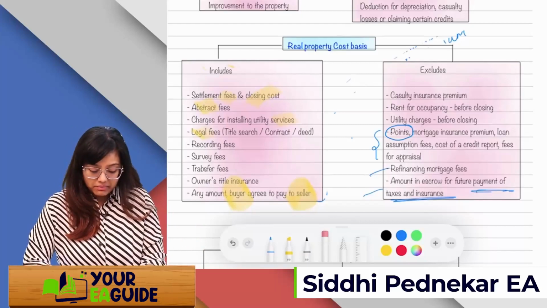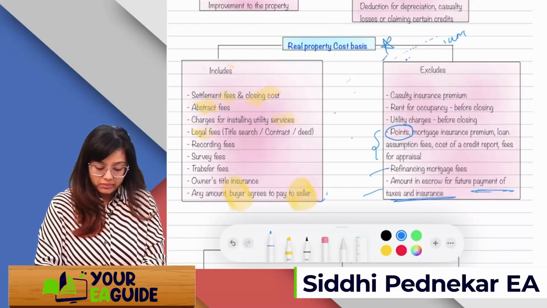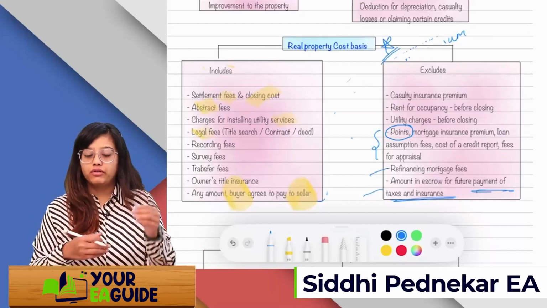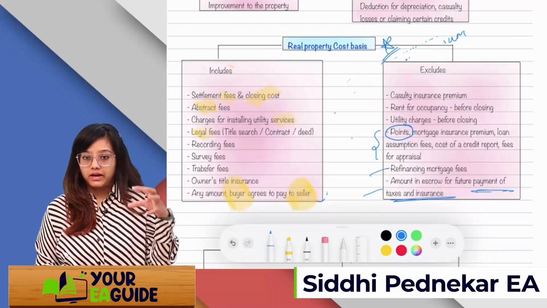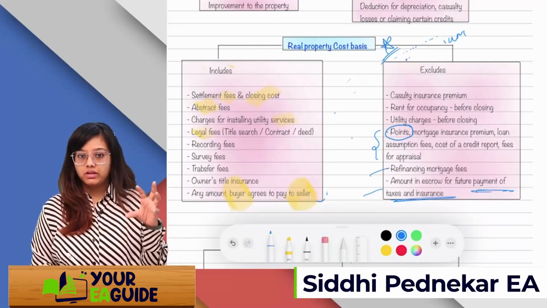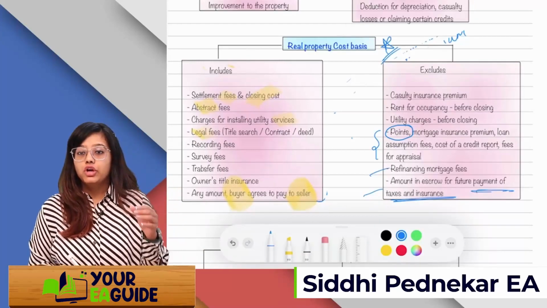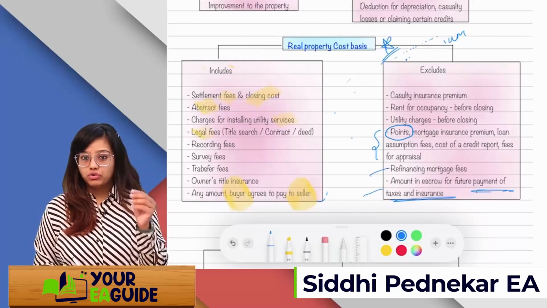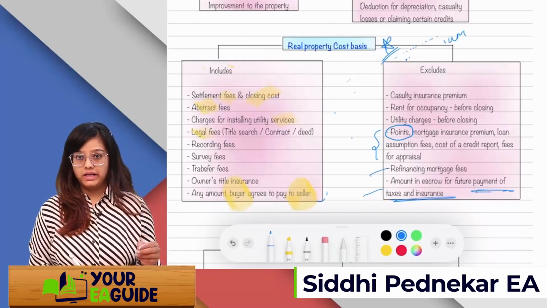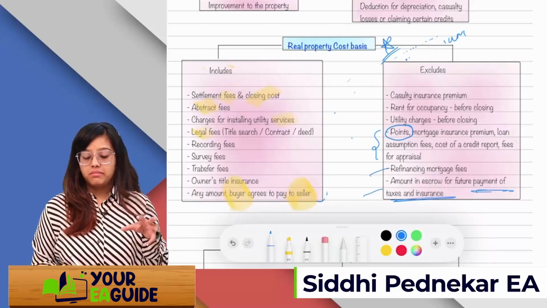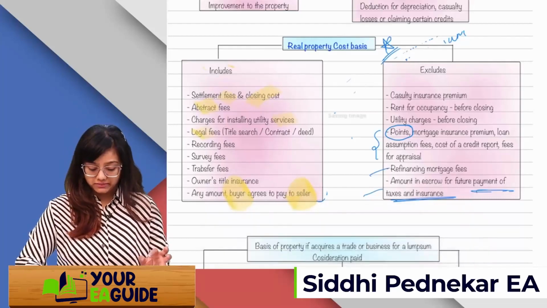Only remember this thing, it is important, because in the question they will give you a lot of line items, the amounts and the line items. You have to make sure out of those what all things will be included in your cost basis, and based on that the calculation will be done.